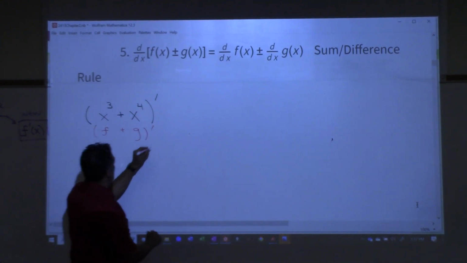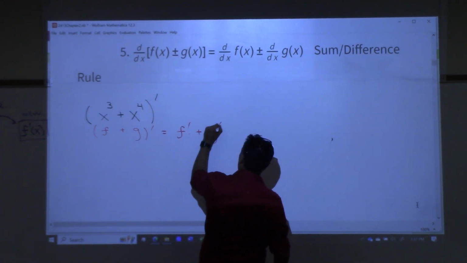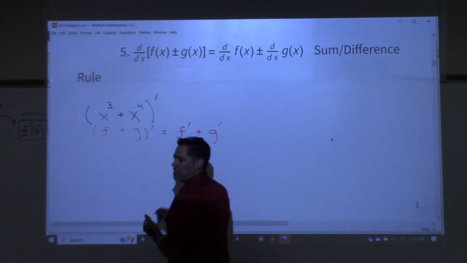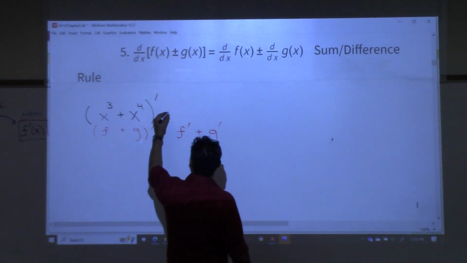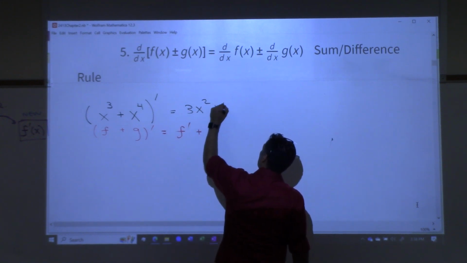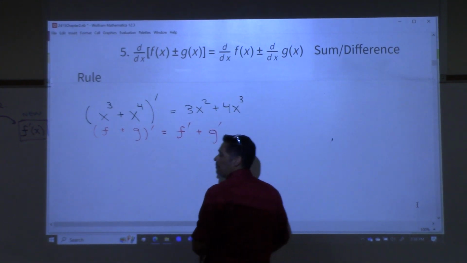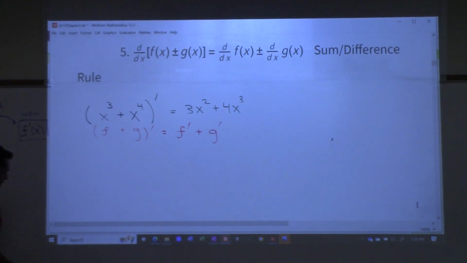This rule says, well, then what you can do is find the derivative of the f, then find the derivative of the g, and then add those two answers together. See, isn't that the way that you would hope it would be? Yeah, that's exactly what it is. So let's do these derivatives. What are they? 3x squared plus 4x cubed, and we're done. We're done, right? Okay, yes?